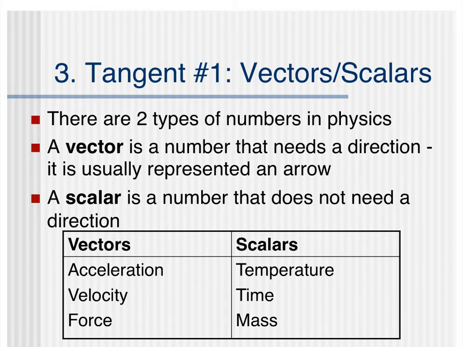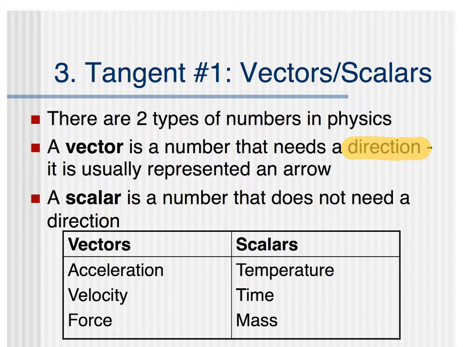So the key distinction is that a vector is a number that needs a direction. It's usually represented by an arrow because it has a direction along with it. A scalar, on the other hand, is a number that does not need a direction. The quick test I always tell people is if you can put a direction after a number and it still makes sense, it's a vector. If you can't, it's a scalar.